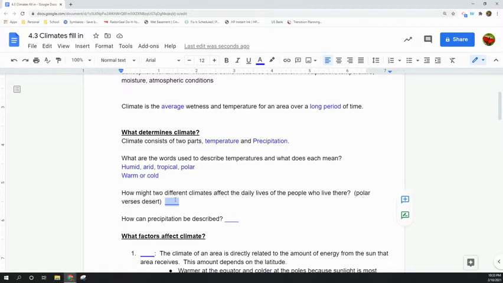Two different climates affect the lives of daily people who live there. So let's say polar versus desert. If you live in a polar region, okay, you're going to have people wearing warmer clothes. And they're going to have longer hair, and they're going to have redder faces. In desert regions, okay, they're going to have lighter clothing.